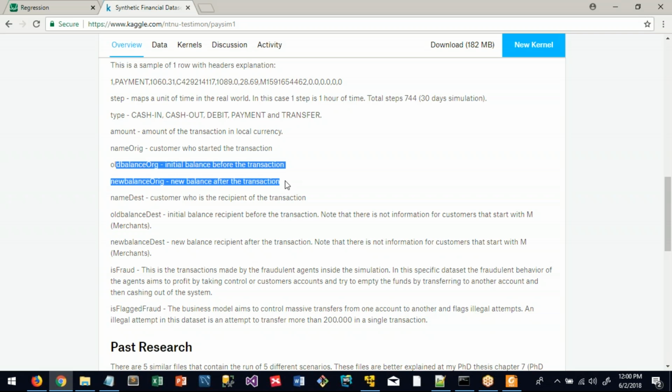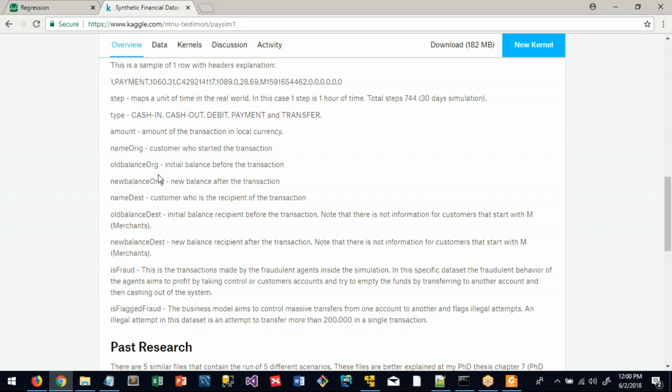Now, these two variables could have been done away with, I also believe, because the amount pretty much tells you about the whole difference in the transaction. But this old balance and new balance origin is kind of important because it will help you identify those software bugs, in which these could be pretty handy.